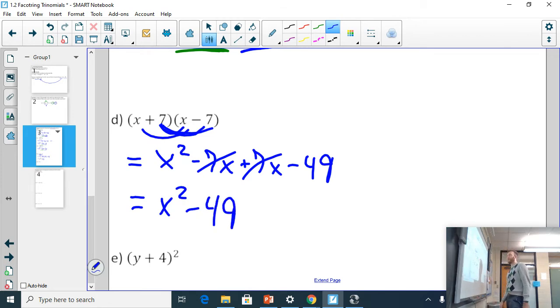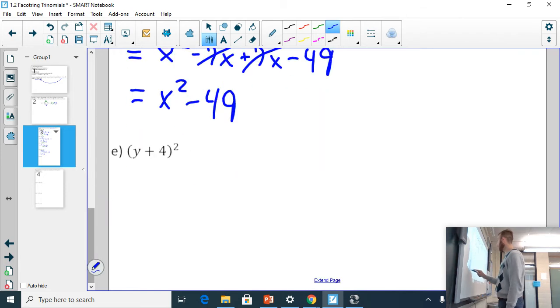And this is just a good pattern to notice, because notice what we have up here. We almost have the same thing, since we have a plus and a minus. And when that happens, our middle terms are going to cancel out. We're going to be left with a perfect square on both sides. And now this is the last one.